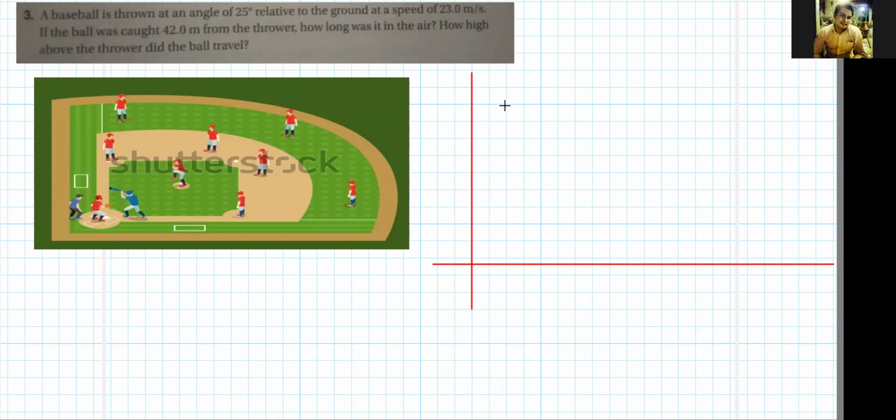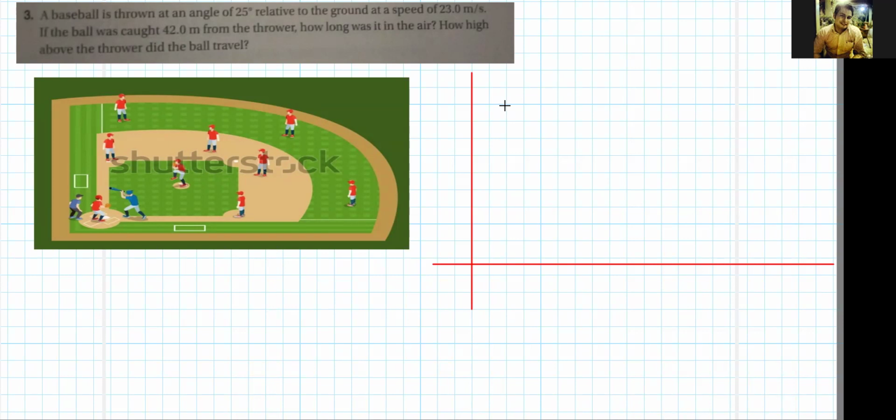Okay, hello. We will solve exercise 3, page 99. We will read it. Here we have a diagram, and then we'll try to solve the exercise. A baseball is thrown at an angle of 25 degrees relative to the ground at a speed of 23 meters per second. If the ball was caught 42 meters from the thrower, we have two questions.